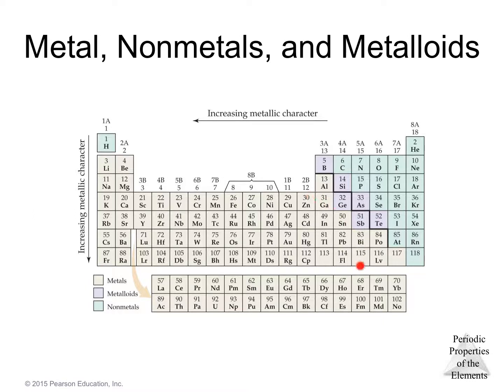Everything to the left of the metalloids is a metal, with the exception of hydrogen. Everything to the right of the metalloids is a nonmetal. So do note that even though hydrogen appears here on the periodic table, it is a nonmetal. This particular table also labels increasing metallic character for you. So the general trend is that the further to the bottom left on the periodic table, the more metallic character that you have. So what makes something a metal?